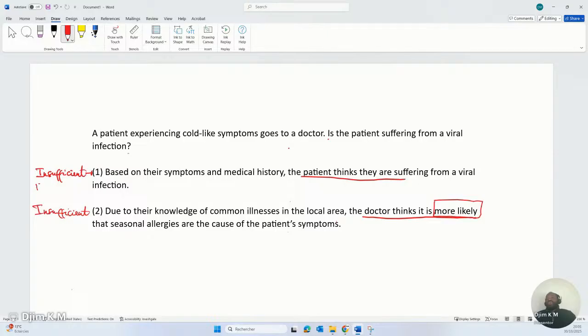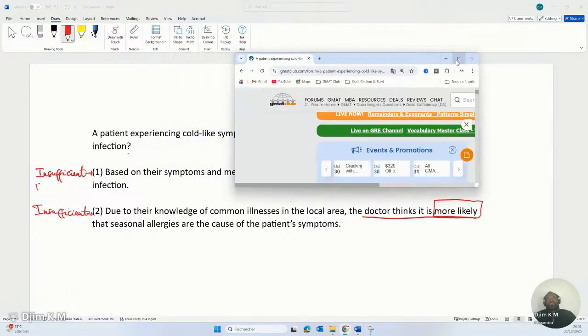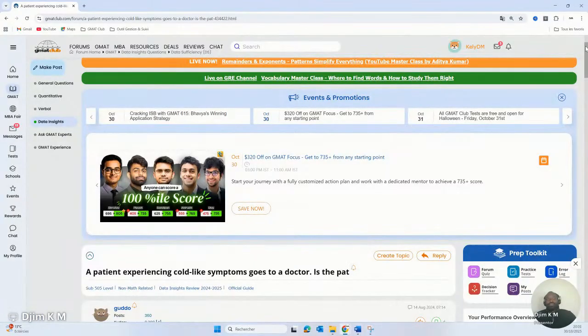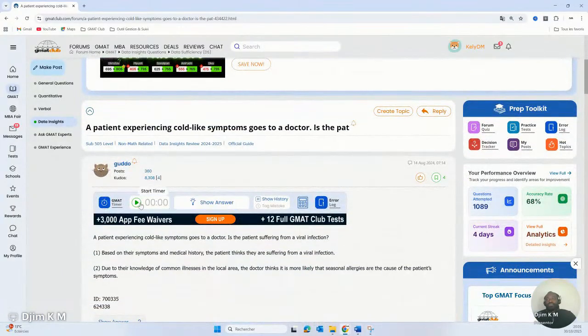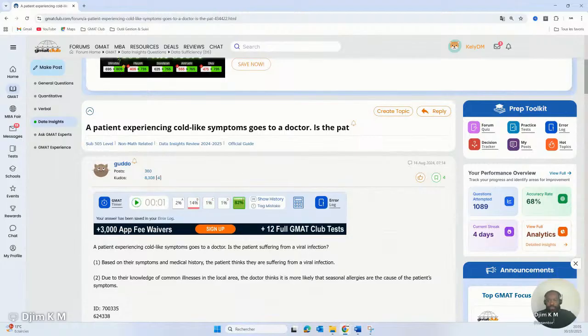Okay, so even when we take the two conditions together, it does not give us much information, like the exact confirmation that the patient is suffering from a viral infection. Okay, so the answer is answer E. So answer E.